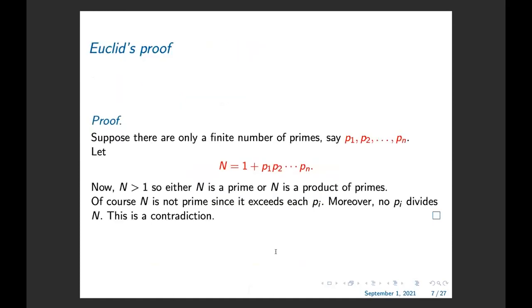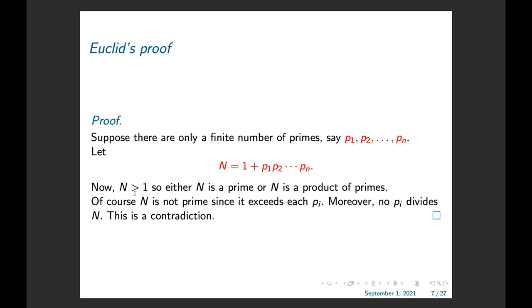To prove this, Euclid used the method of contradiction. If you want to prove that the primes are infinite, we assume that the primes are not infinite. That is, the set of prime numbers is finite. So let's just suppose that these numbers are p1, p2 up to pn. That is, these are the only primes we have. There is no other prime. Then we can construct this number n like this.